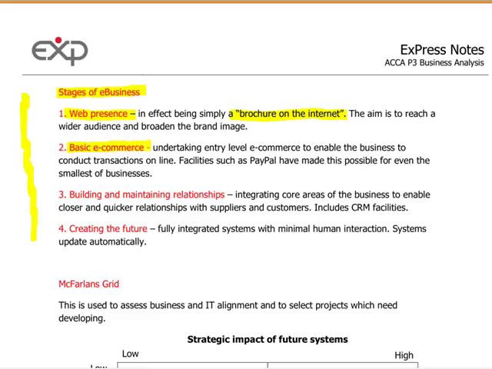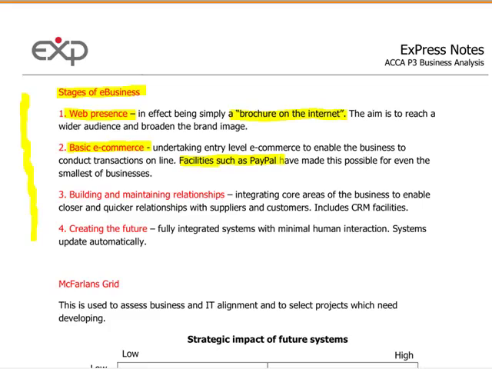The second stage is e-commerce, basic e-commerce, where the business will be able to buy and sell transactions over the internet. Predominantly, it will be selling items over the internet. As we've said here, it's got a lot easier nowadays for even the smallest companies, because facilities such as PayPal have enabled even the smallest of businesses to undertake basic e-commerce.